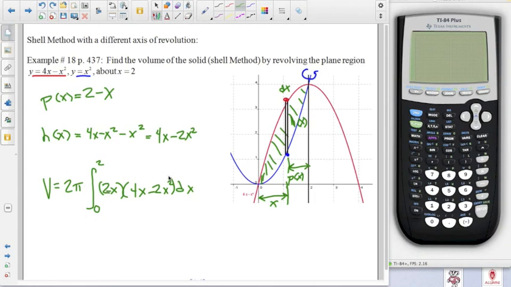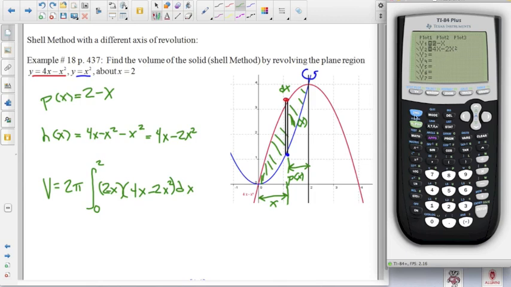And this is just a polynomial. You can FOIL this out and then integrate it pretty easily. You certainly would be expected to be able to do that. But I'm going to just use the TI-84 and the fnInt capability to integrate this, just for saving a little bit of time. So I'm going to put the two functions into y1 and y2. There's our 2 minus x function. Here's our 4 minus 2x squared function.